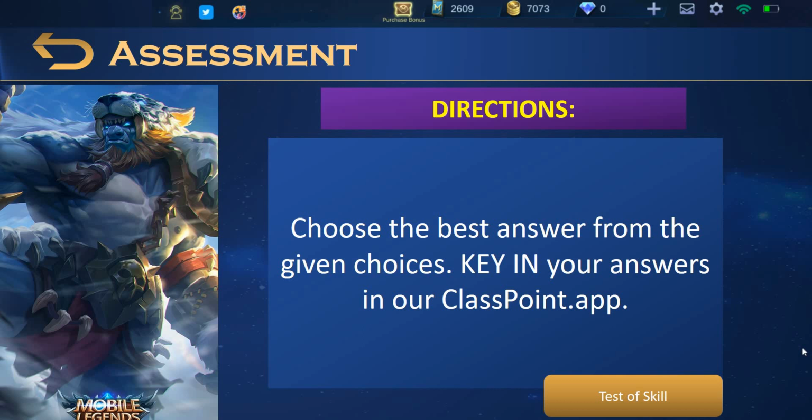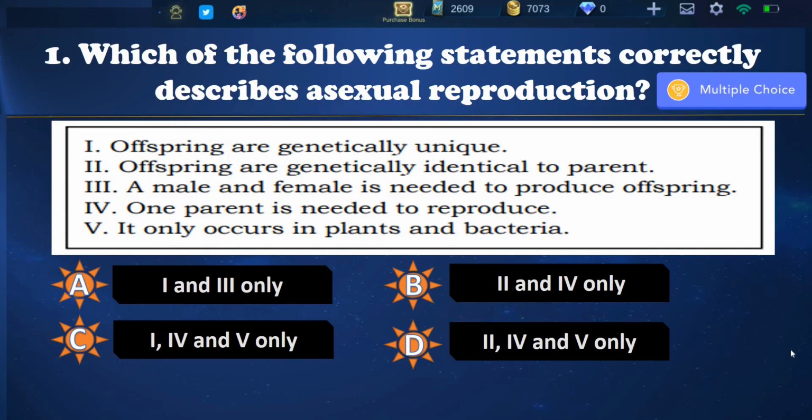Okay, let's proceed. We have this assessment. Directions: choose the best answer from the given choices. Key in your answers in our class point up. Okay, let's have number 1. Which of the following statements correctly describes sexual reproduction? Number 1: offspring are genetically unique. 2: offspring are genetically identical to the parent. 3: a male and female are needed to produce offspring. 4: one parent is needed to reproduce. And 5: it only occurs in plants and bacteria. Go.